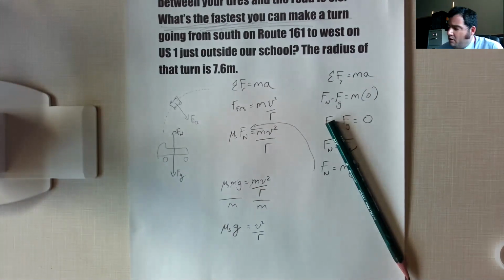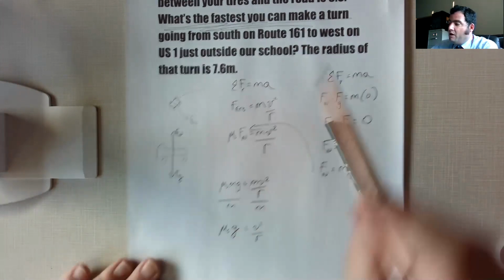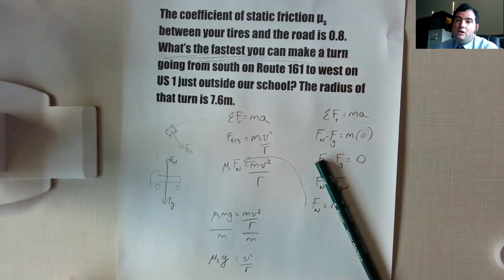It's kind of significant that mass cancels. What that means is that it doesn't matter whether the car is fully loaded or nearly empty. It doesn't matter whether it's big or small. The road has an equal maximum speed for all vehicles like that, as long, of course, as the coefficient of friction is the same.